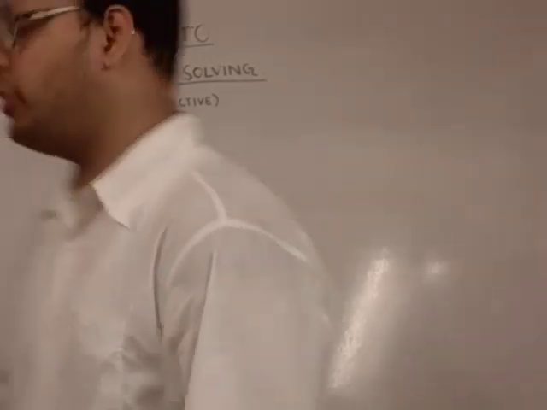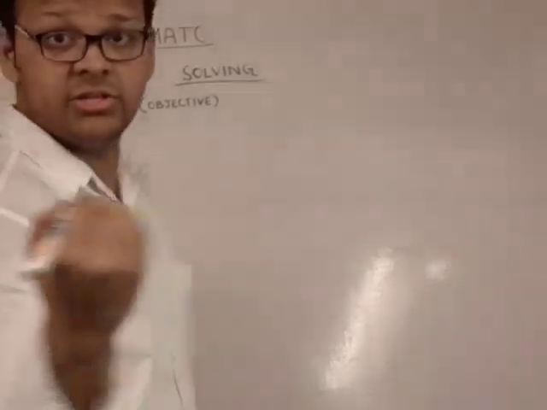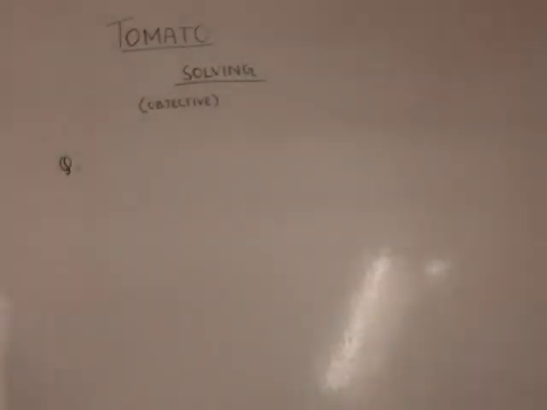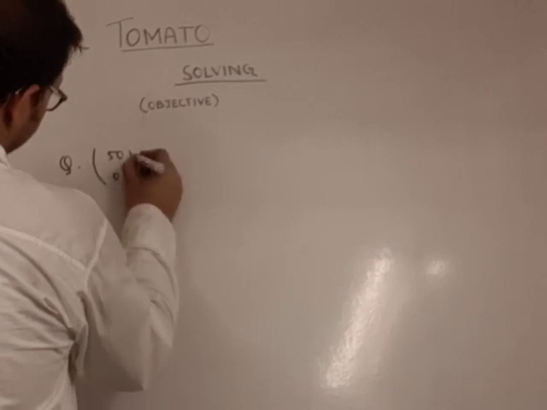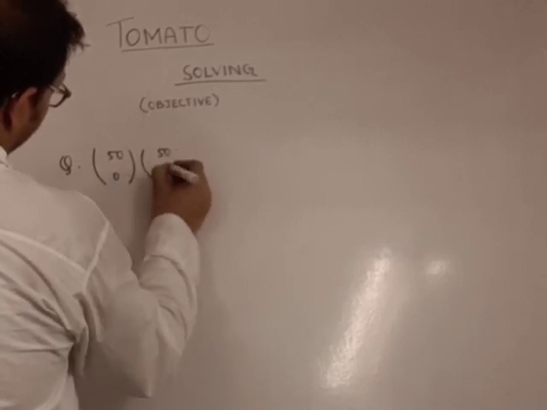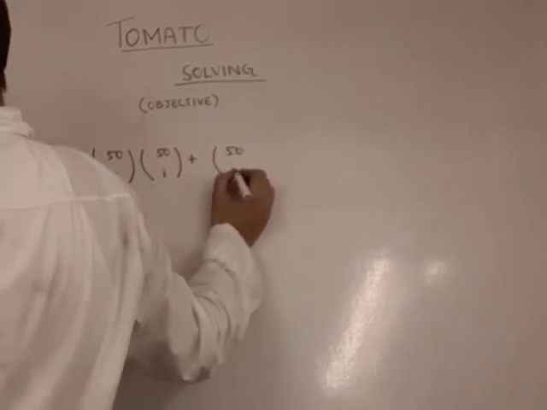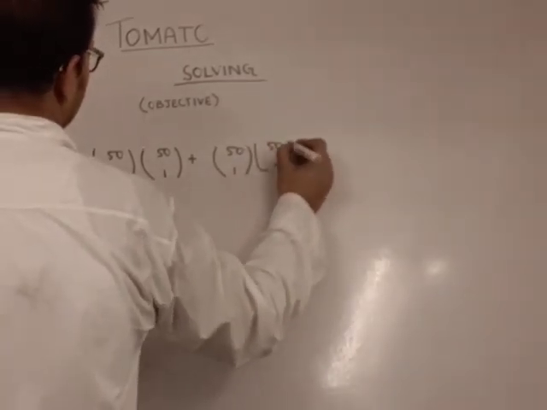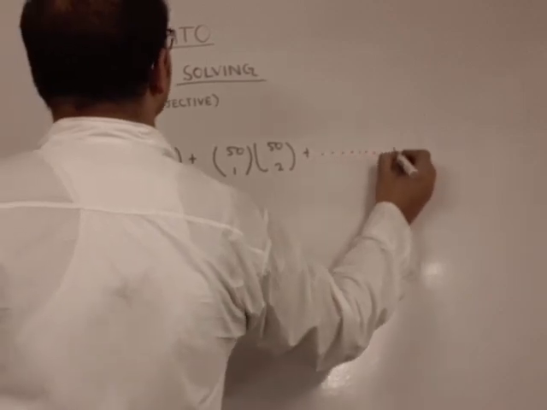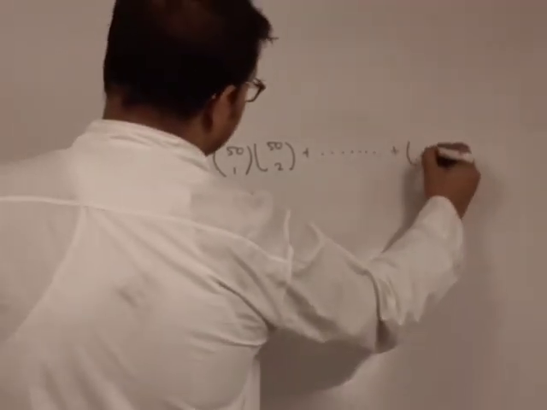So I am going back to the third question, and this is a very interesting question. I need my tomato to solve the question. Okay, so it's given as 50C0 into 50C1 plus 50C1 into 50C2 plus, and so on, plus 50C49 and 50C50.